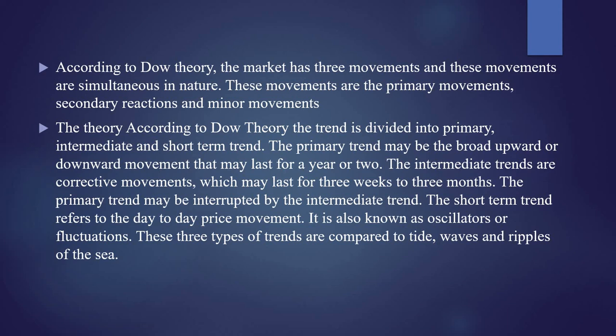The primary trend may be interrupted by the intermediate trend. The short term trend refers to the day-to-day price movements. Short term trends are day-to-day price movements. The trend of the price movement every day is what we call the minor trend or short term trend. It is also known as oscillations or fluctuations. These three types of trends are compared to the tides, waves and ripples of the sea.